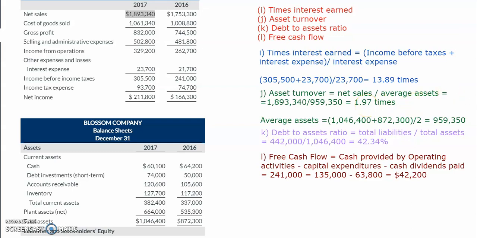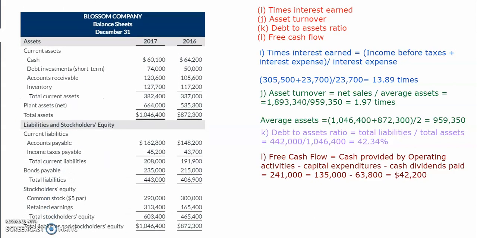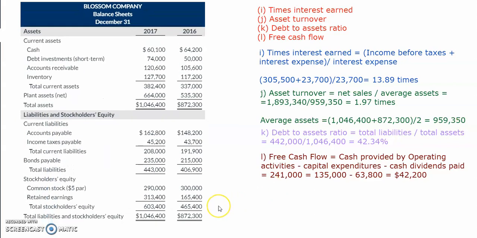Then we need to look at our debt to assets ratio, which is our solvency ratio we learned at the beginning of the semester, where we're going to take our total liabilities and divide that by our total assets. So this should actually be 443 instead of 442. And we're going to end up with 42.34%.